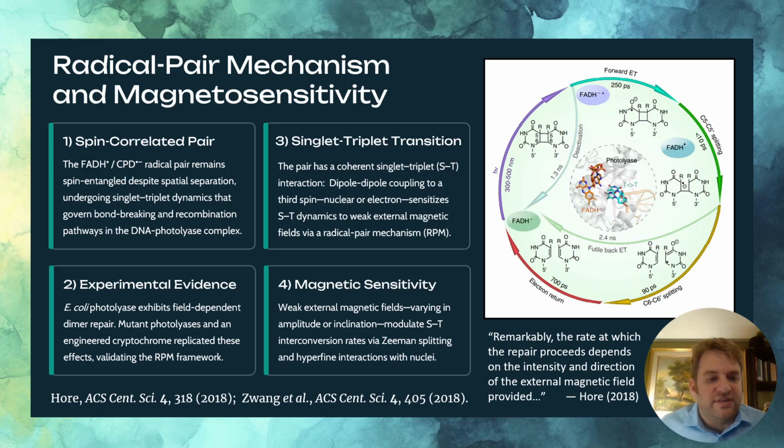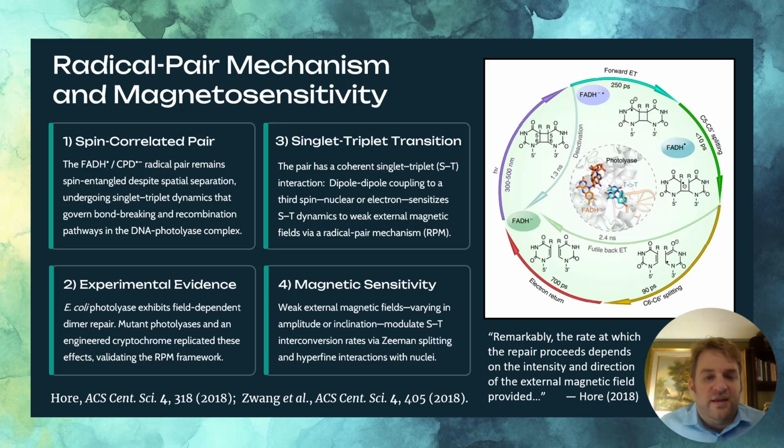This experimental evidence comes from studies that they did using Photolyase from the E. coli bacteria, and the way they were able to demonstrate this was by showing that the DNA lesion, the dimer repair, was magnetic field dependent. They studied this in mutant photolyases as well as an engineered cryptochrome molecule in order to replicate these effects across a variety of different systems, validating the radical pair mechanism framework that is used to characterize these kinds of magnetic field sensitive reactions.